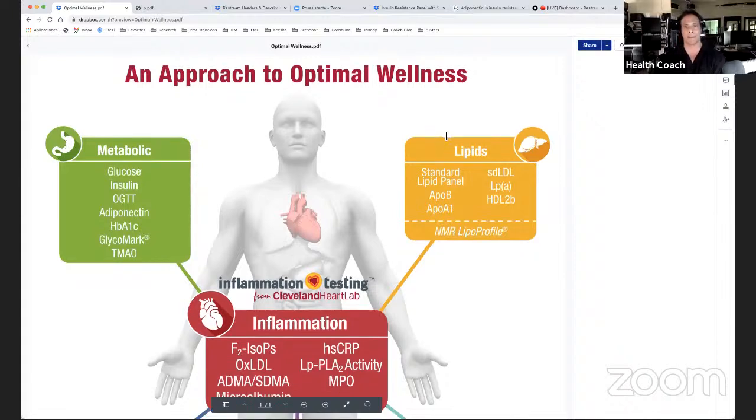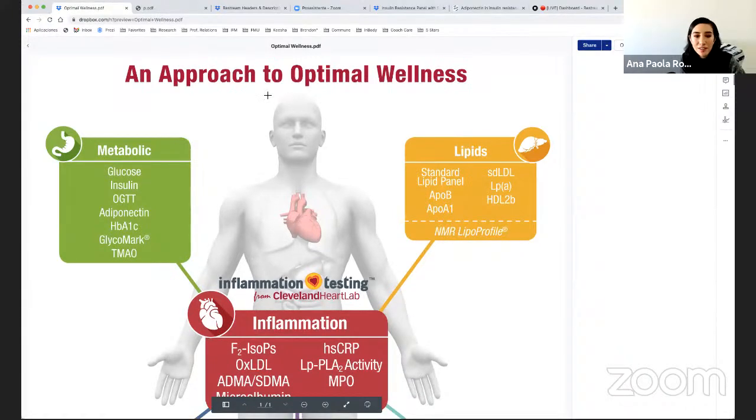Okay, that's awesome. So now we can see here is the wellness, an approach to optimal wellness. And we can see right here what Dr. Jimenez already mentioned, that inflammation is right in the center of it all. And it can actually affect a lot of metabolic markers, lipid markers, and hormonal markers that we might want to look at in order to assess the patient's health.